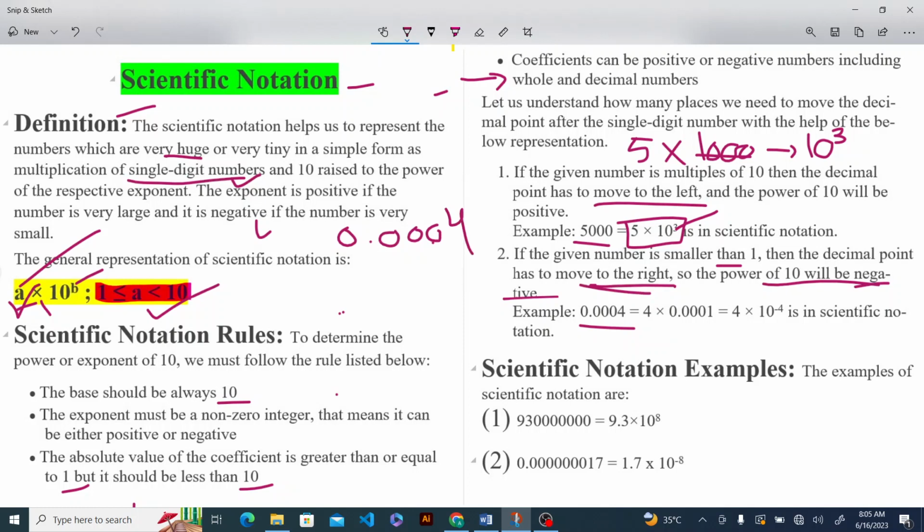Here 0.0004. This is a tiny number, so we will move this decimal point to the right. This will be written as 4 point, because the decimal point has moved to the right. So this is 0.0004. So how many digits are there?